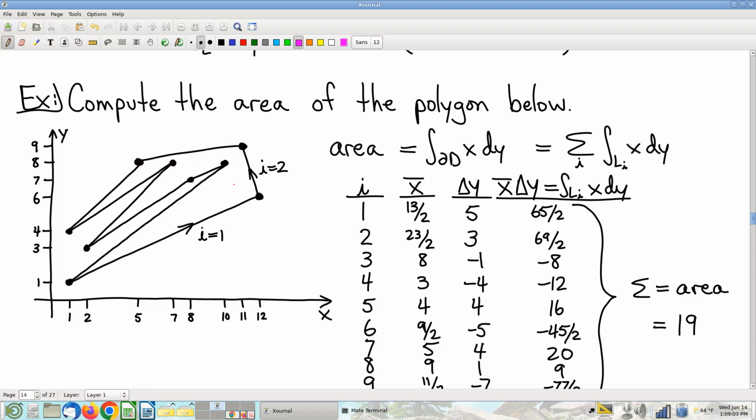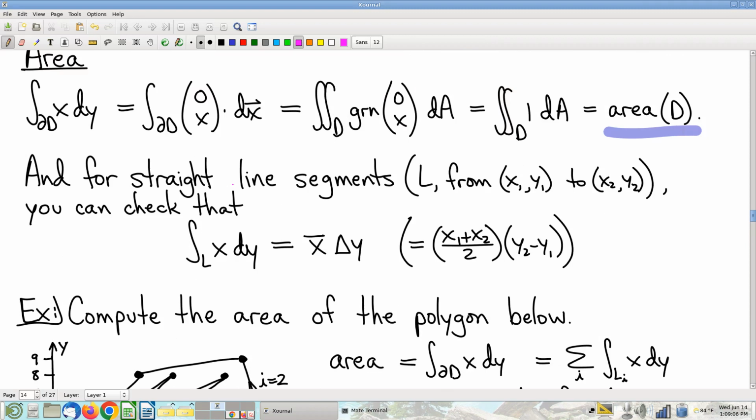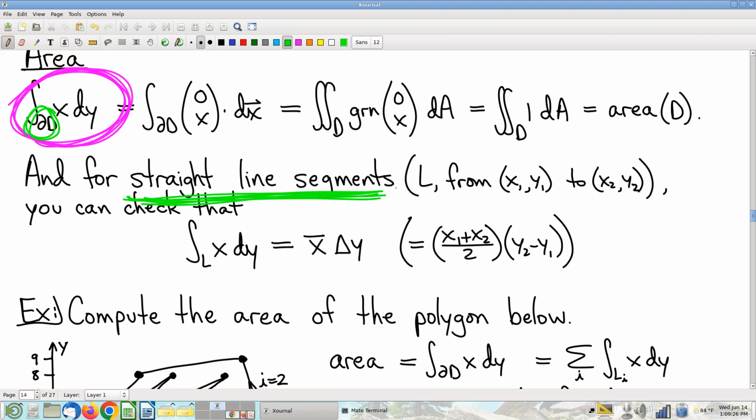Okay, so how else might we compute this area? I'm going to use this line integral, and I'm going to introduce now, before I do, another neat fact, and this is another sort of special case. So what I'm about to show you applies only if you're talking about straight line segments. That's it, straight line segments. And in that case, straight line segments are actually pretty easy to work with.